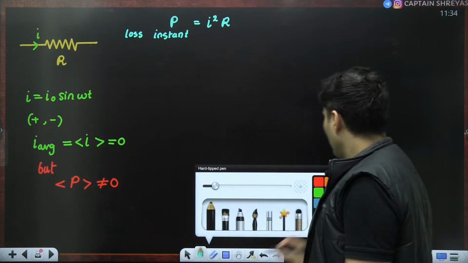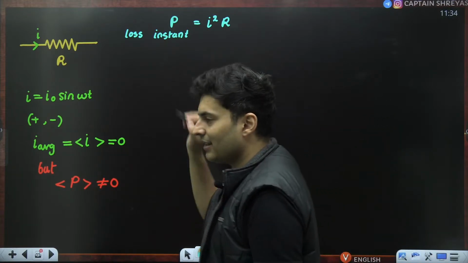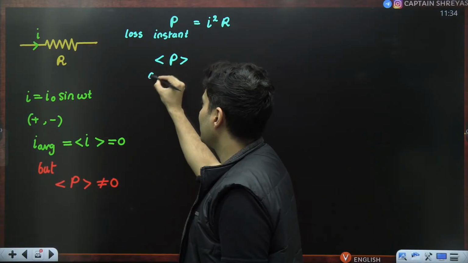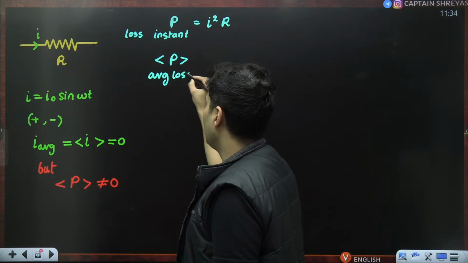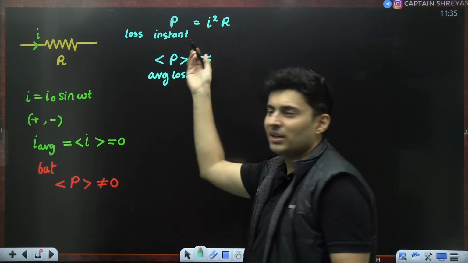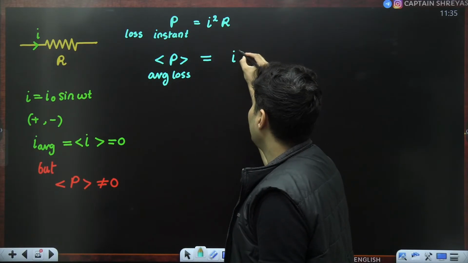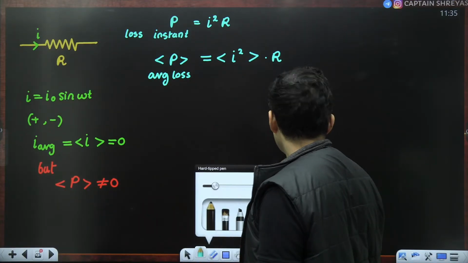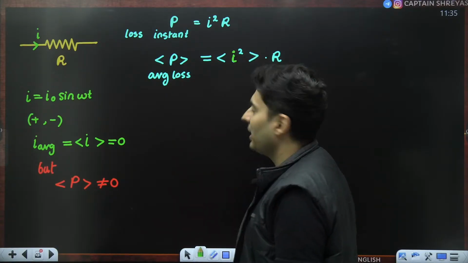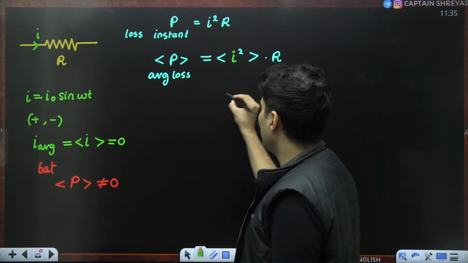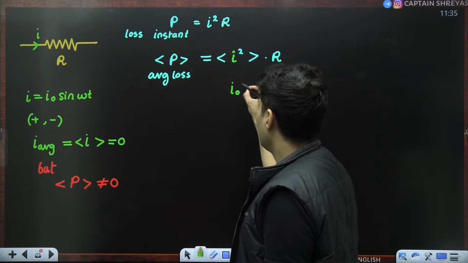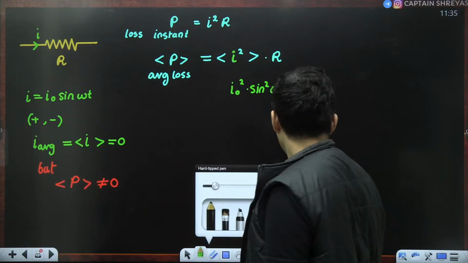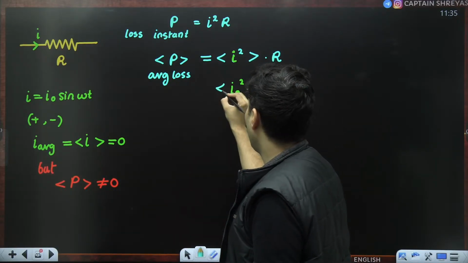Okay. So, what happens is when you want to calculate the average power loss, R is not changing, resistance is constant. So, you find the average of I square and multiply by R. Now, you might be wondering, sir, how do I find I square's average value? Well, you substitute the value of current. It is basically I naught square into sine square omega t. Okay, this guy's average you have to find.